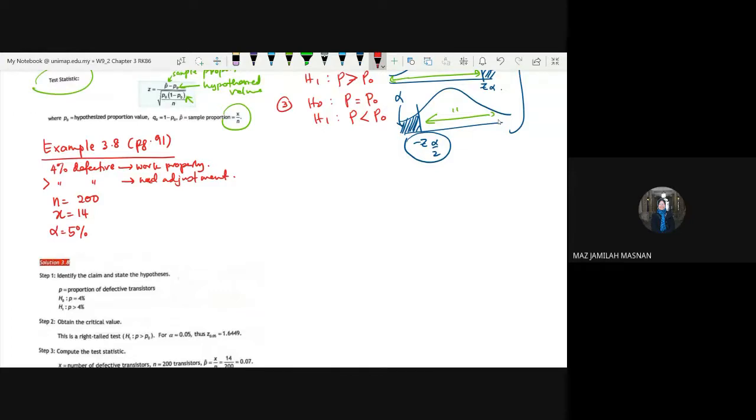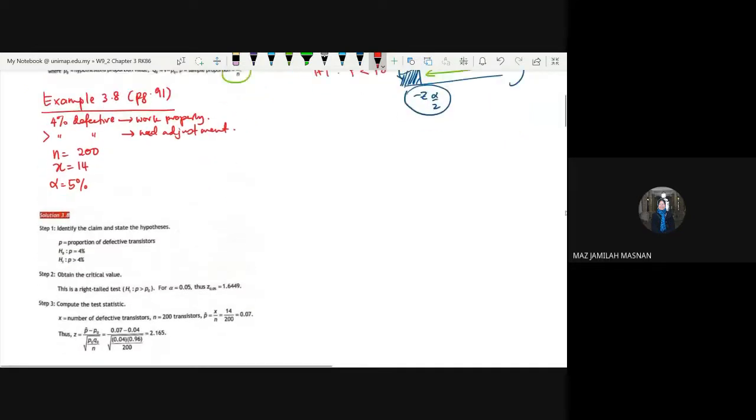Now, how do I identify the claim? I'm really sorry, I mistakenly forgot to copy the question. So how do I know what is my claim? In your textbook as well, it's not mentioned what is your claim. Now, look at the statement. If you are looking at your solution, you will have P equal to 4% and P greater than 4%. The quality control takes 200 and inspects the defective.